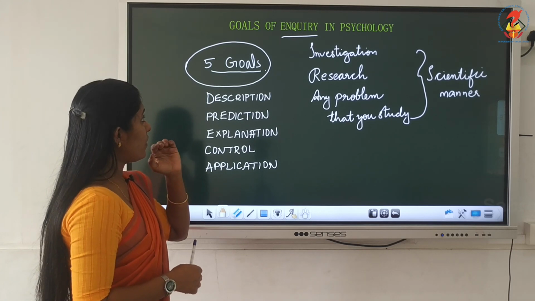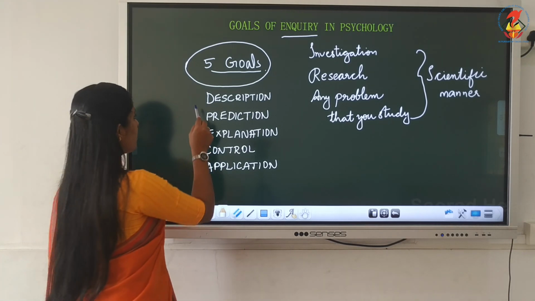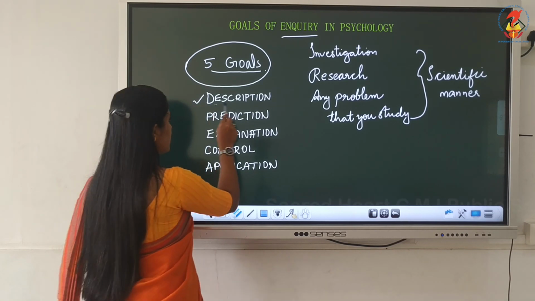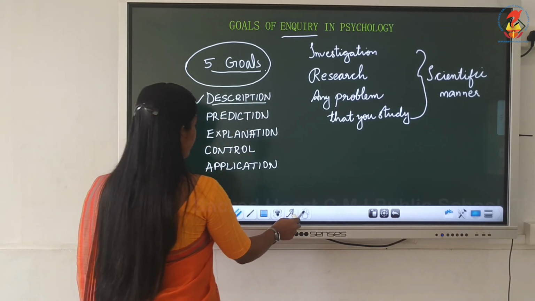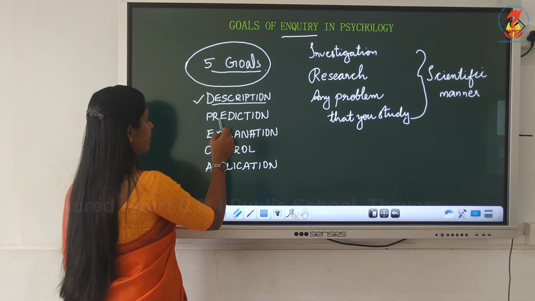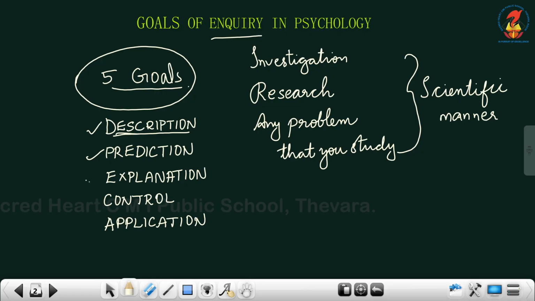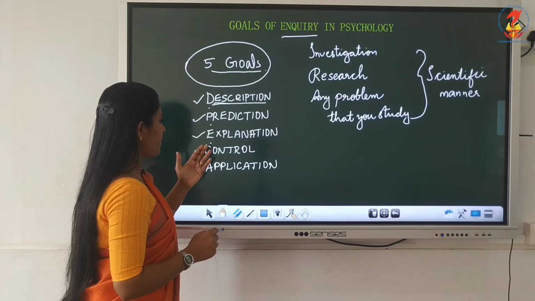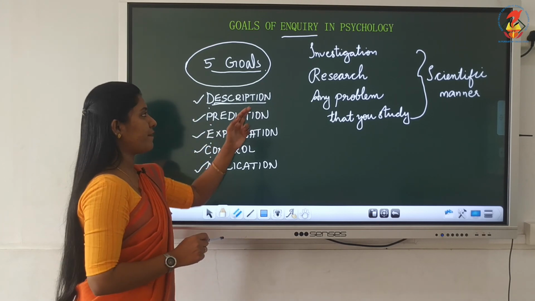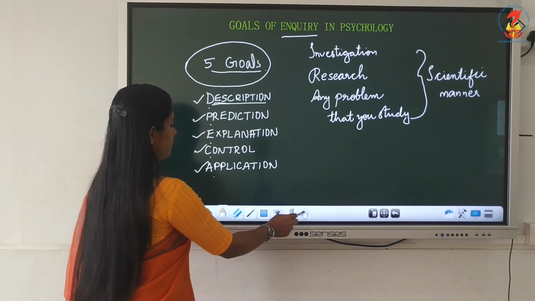So let us discuss the first goal of psychological enquiry, that is description. First of all, these are the 5 goals of psychological enquiry: description, prediction, explanation, control and application. Now let us discuss the first goal, description.